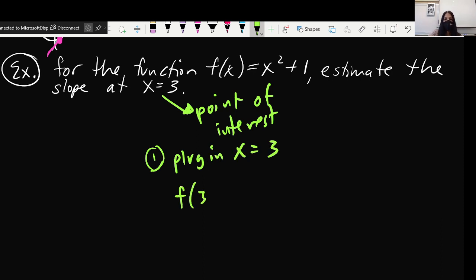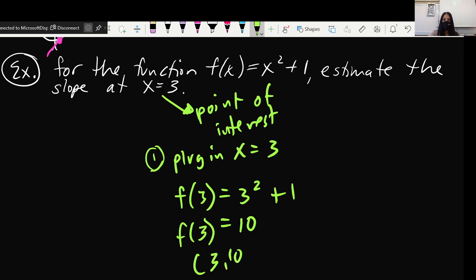So we're going to have f of 3 equals 3 squared plus 1. We end up getting 10 when our x value is 3. So we have the point (3, 10). So far, so good, and that makes sense. Okay, then we would want to choose a second point.